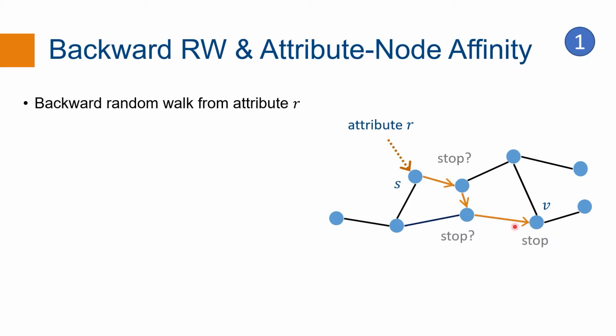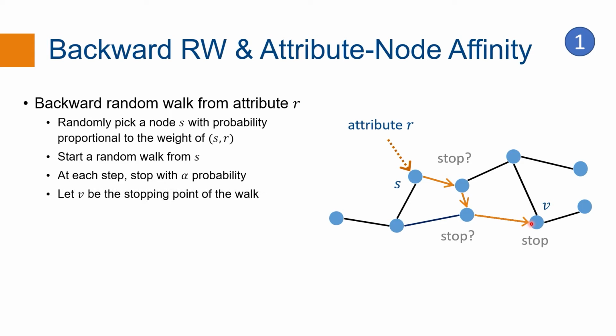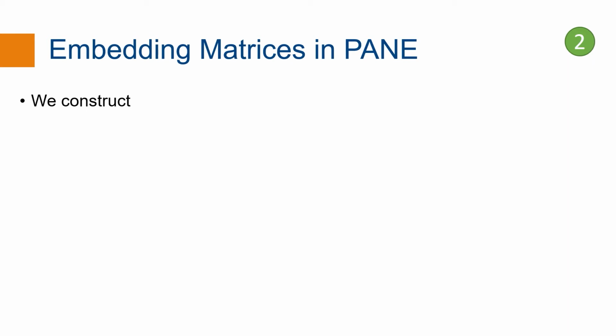Similarly, we can define backward random walk and also this corresponding concept called attribute to node affinity. So what you do is that you start with this attribute R, and then you randomly pick a node S, and now you start the random walk from S, and finally you end at another node V. So the attribute to node affinity is defined as the normalized random walk probability from this attribute R to the final node V.